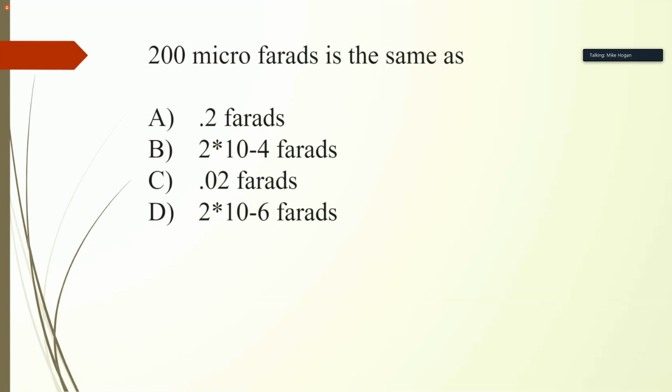So that means we're going to have to move this decimal to get to just farads. We'd have to move this decimal 6 places, right? So if I'm here, it's going to be 3. I'm going to move it 3 more, so that'd be 0.0002 farads. And so this is still too large, 0.02 farads is too large.